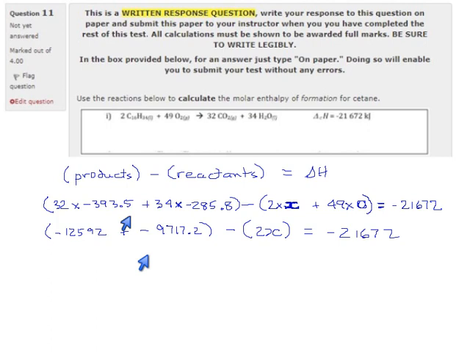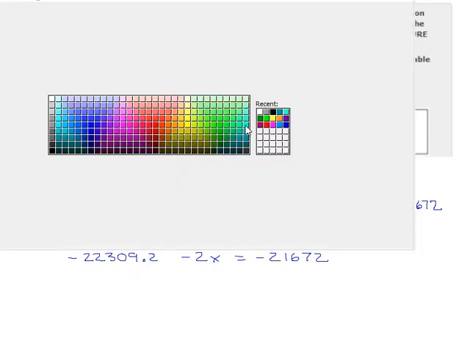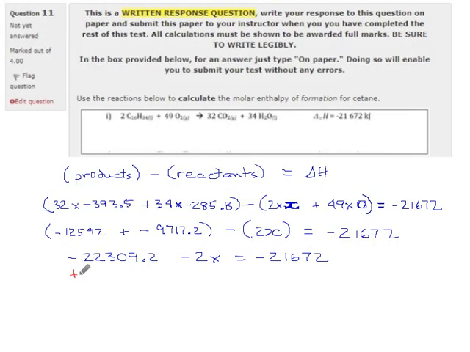12,592 plus the thing I already had, 9717.2, gives minus 22,309.2 minus 2x equals minus 21,672. I'm not sure these brackets need to be here anymore since there's nothing outside them. So we just have that, and now this is math class. It's solved for x. I want to get rid of this minus 22,000 thing, so I'm going to add 22309.2 on each side.